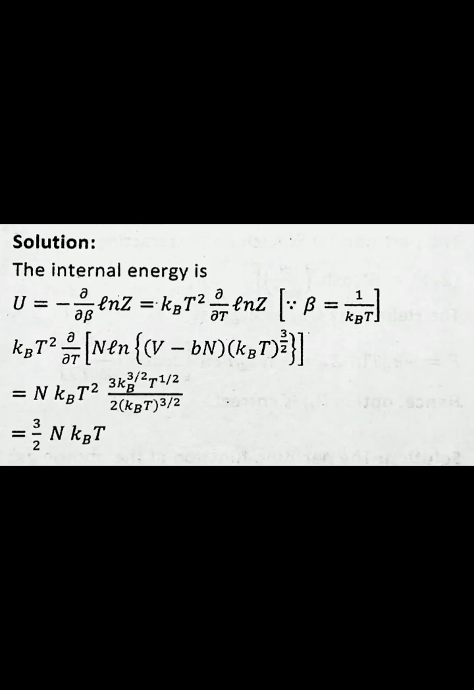Here the internal energy U is equal to minus ∂/∂β of ln Z. That is, this is equal to kBT² into ∂/∂T of ln Z, where β is equal to 1 by kBT. So this is equal to kBT² into ∂/∂T of n ln of [V minus Bn (kBT)^(3/2)]. So this is equal to n kBT² into 3 kB^(3/2) T^(1/2) divided by 2 (kBT)^(3/2). This is equal to 3/2 n kBT.